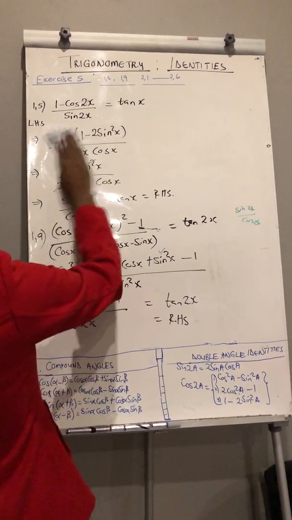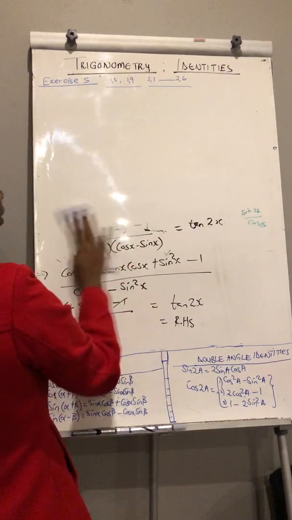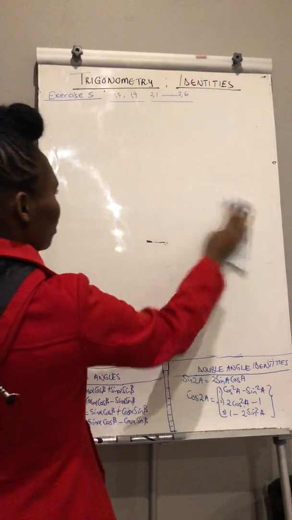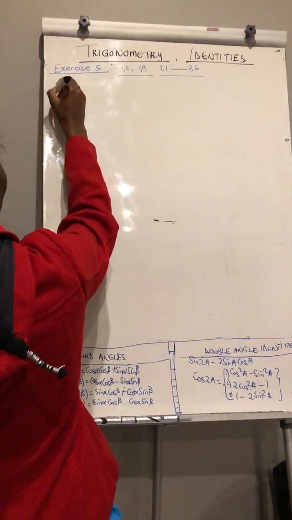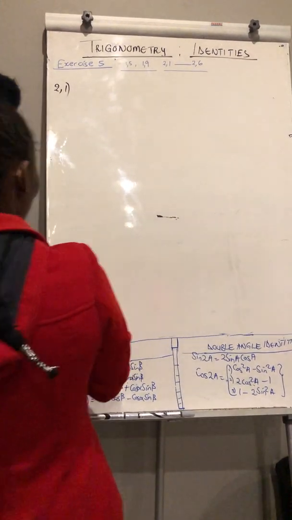Well, let's see about question 2. I found question 2's questions were rather, if you did question 1 correctly, question 2 is not even a problem either. So let's go and do 2.1 as fast as possible. Let's do these ones.